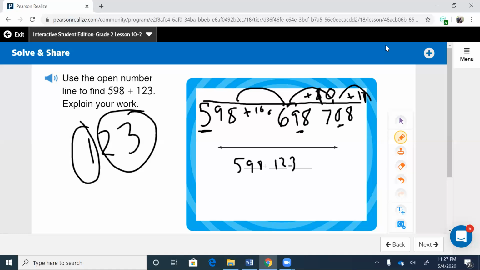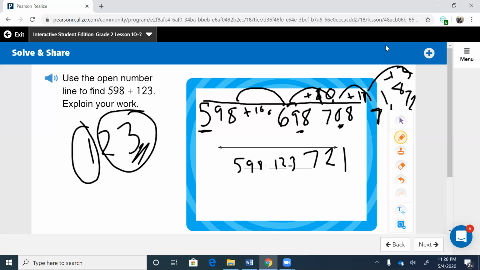Now 7 stays the same. 0 is in the tens place, so now it has to increase by 1. I'm running out of room, so that'll be 718. And then we just have 3 left, plus 3. 718, 719, 720, 721. The answer is 721.